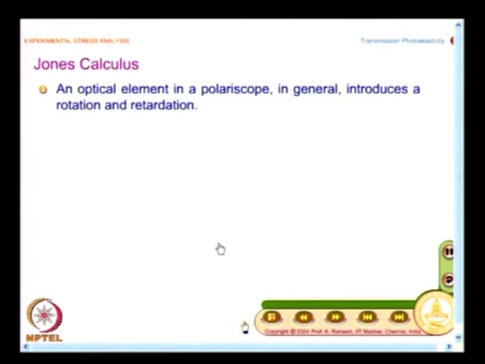And what is Jones calculus? We will first have to understand that an optical element in a polariscope in general introduces a rotation and a retardation.